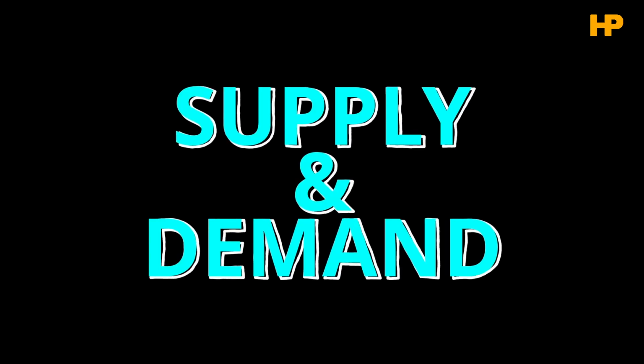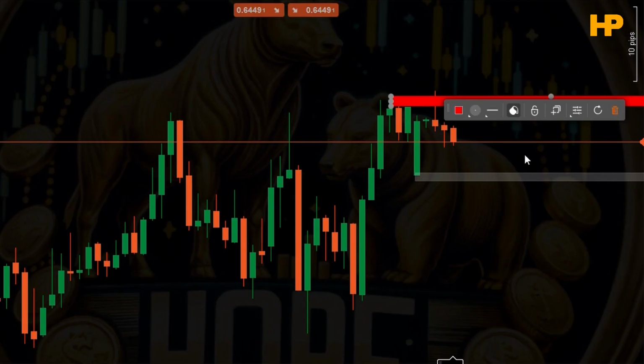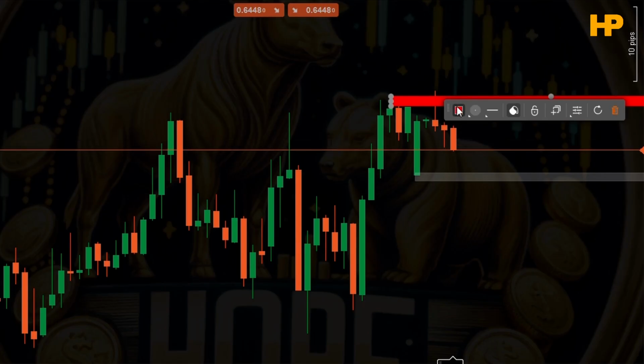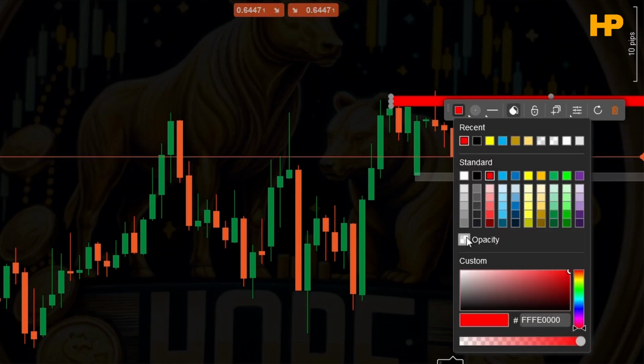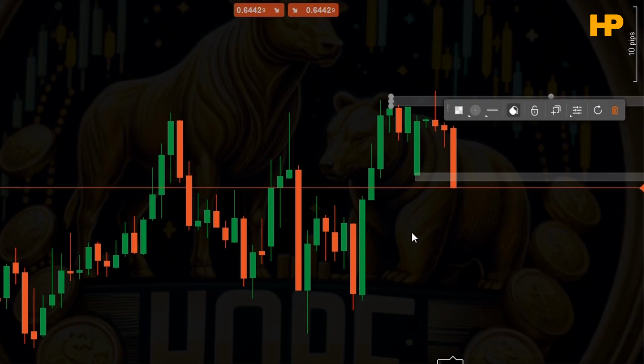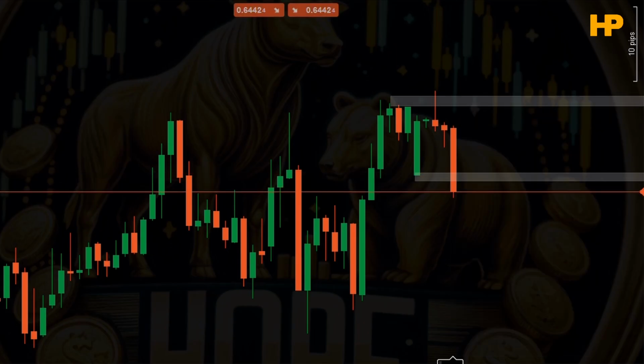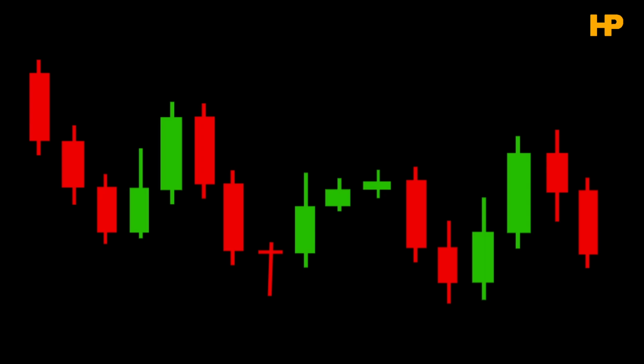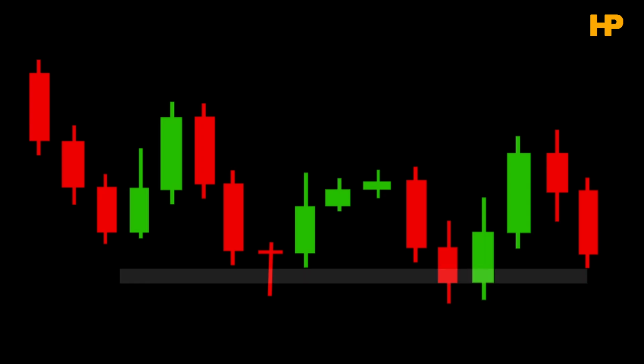Section 3, identifying supply and demand zones. Now let's get practical. How do you spot supply and demand zones on a chart? The market is fractal, meaning patterns repeat across all time frames, whether you're on a 5-minute or a daily chart. Let's say you spot a demand zone on a 15-minute chart where the price consolidates, then surges upward.